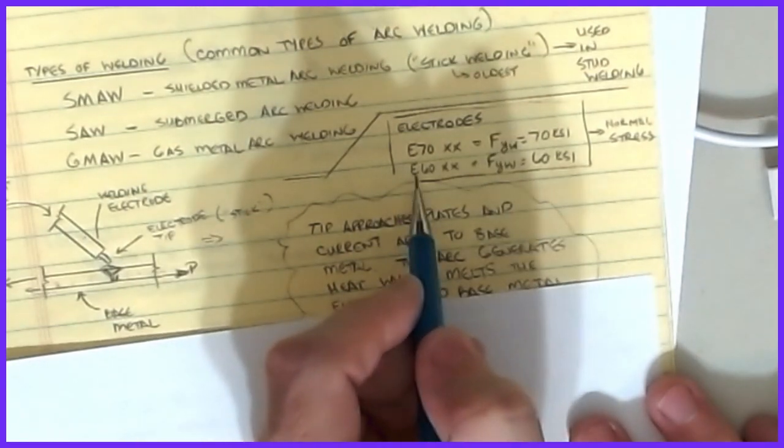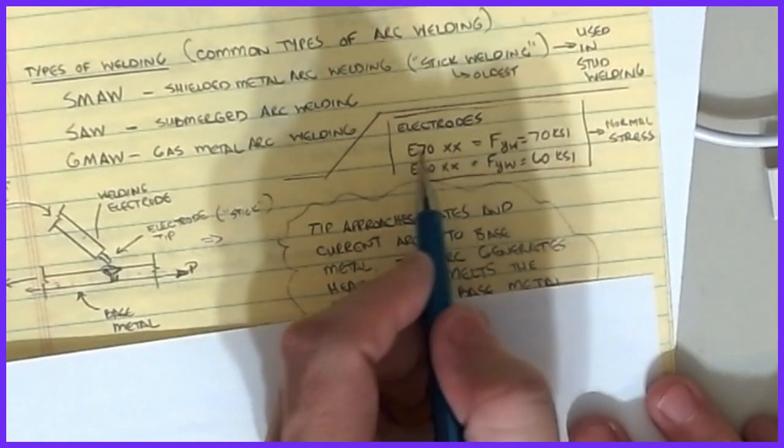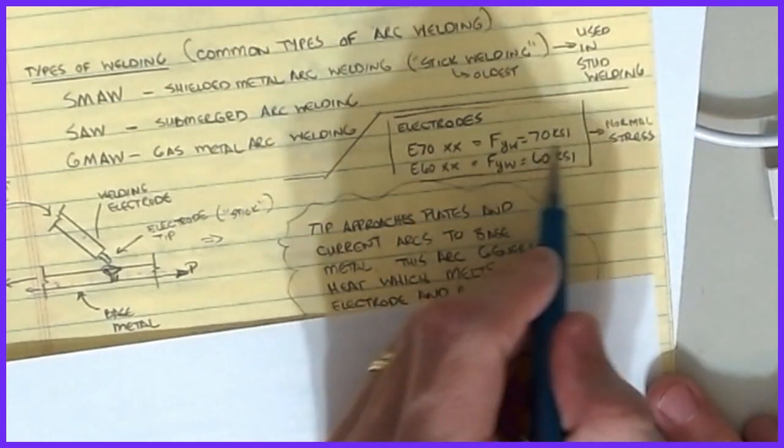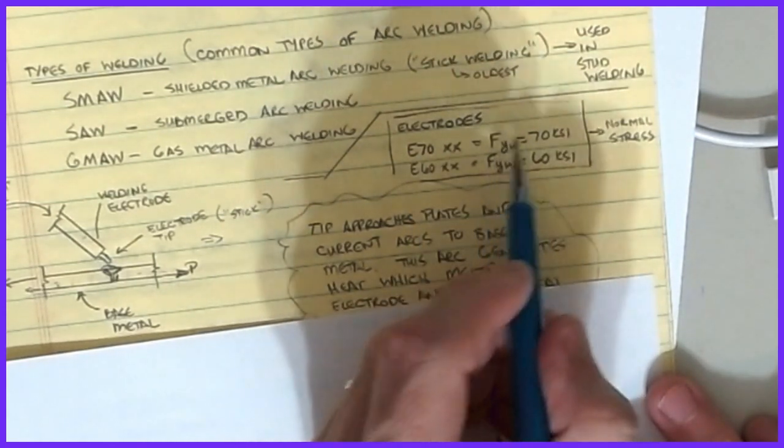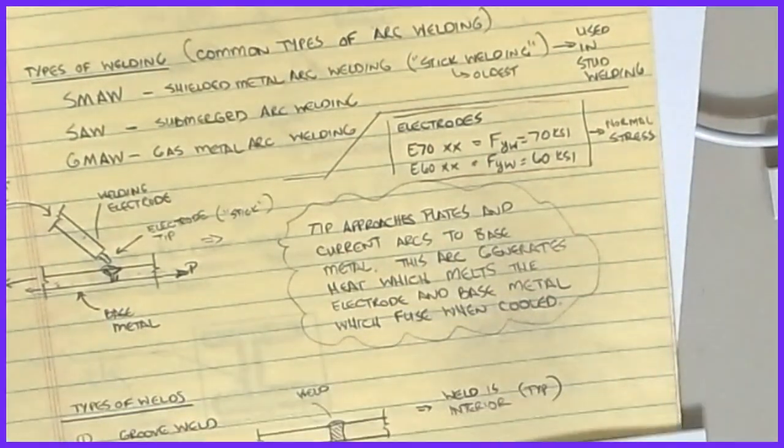Sometimes you'll see an E60, and in that case it's 60 KSI. So you can see that in these electrode designators is the actual strength of the electrode itself. So 70 KSI for E70 and 60 KSI for E60 is what we're looking at there.